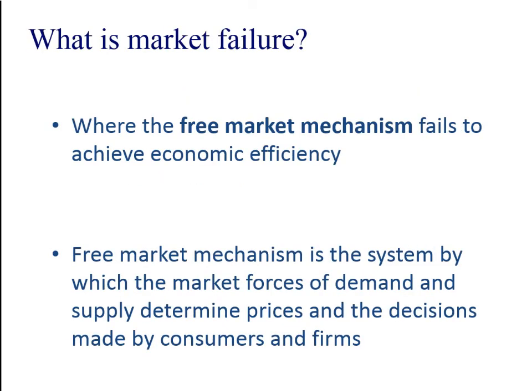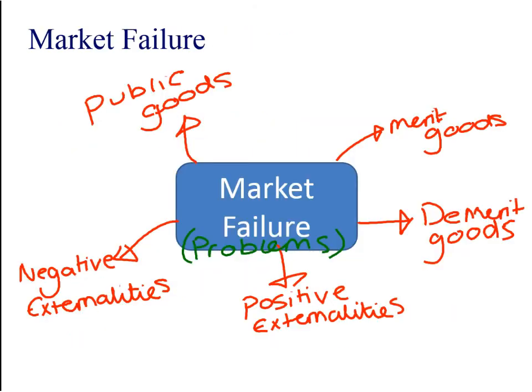Okay, so where the free market mechanism, and that's just your forces of demand and supply, where that fails to achieve economic efficiency, that's what we call market failure. So the examples that we're really going to look at in this section of the course, we're really looking at allocative inefficiency. Okay, so either too much of the product being supplied or too little of the product being supplied and demanded. So we're going to look at cases of overconsumption and underconsumption, or overproduction and underproduction.